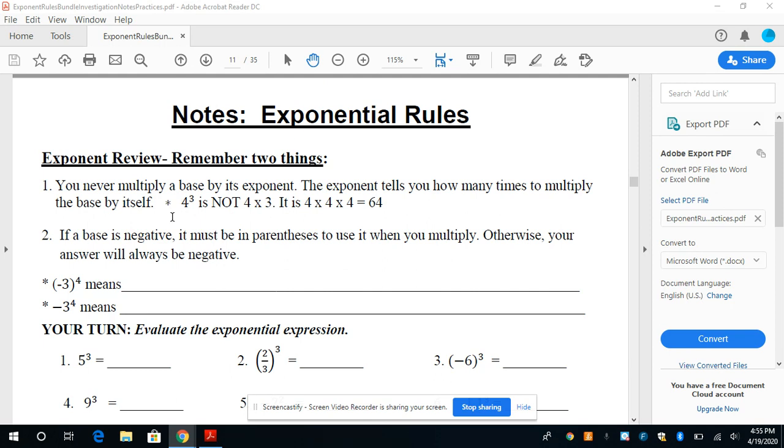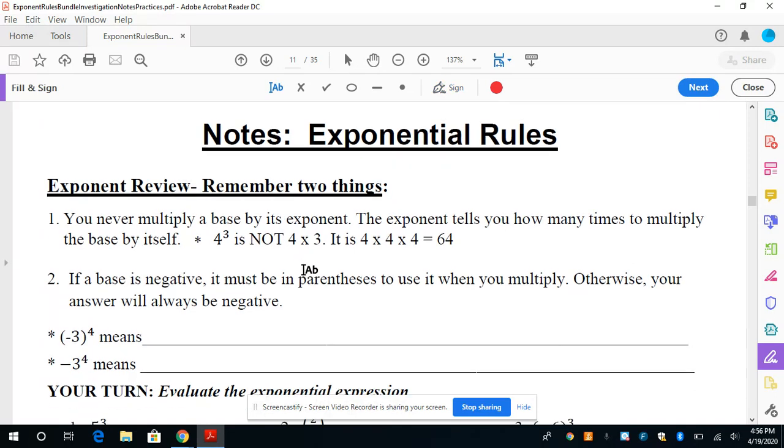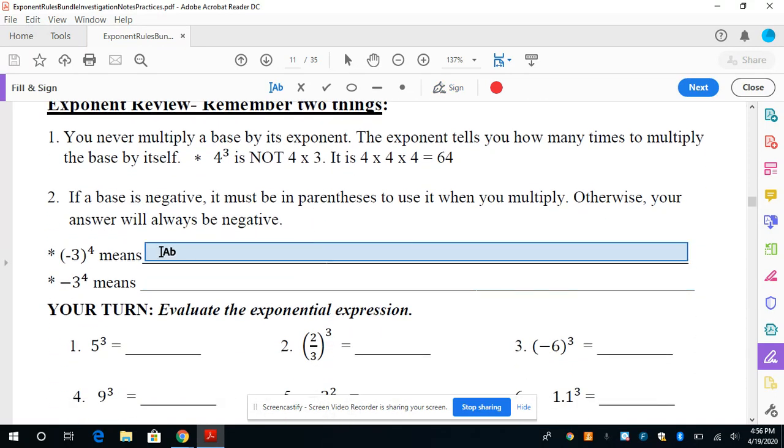So exponent review, remember 2 things. You never multiply a base by its exponent. So I'm reading the first one here. The exponent tells you how many times to multiply the base by itself. For example, 4 to the third, or 4 cubed, is not 4 times 3. It is 4 times 4 times 4, which is 64. And I've realized that we all pretty much understand that aspect, which is good. So you're multiplying it to the power of.